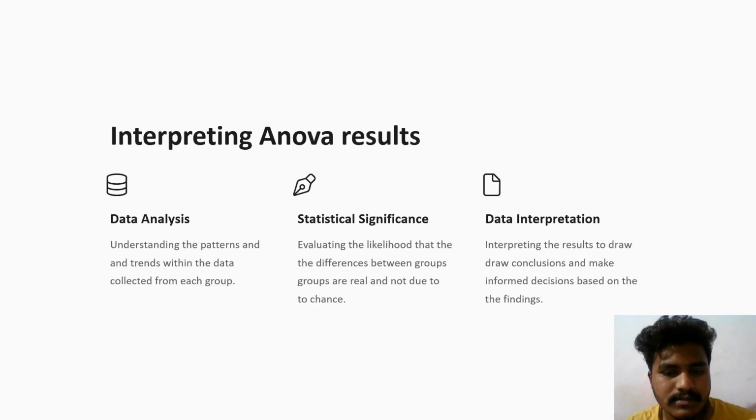Interpreting ANOVA results. Data analysis: understand the patterns and trends within the data collected from many groups. Statistical significance: evaluate whether the differences between the groups are real and not due to chance. Data interpretation: interpret the results to draw conclusions and make informed decisions based on the findings.